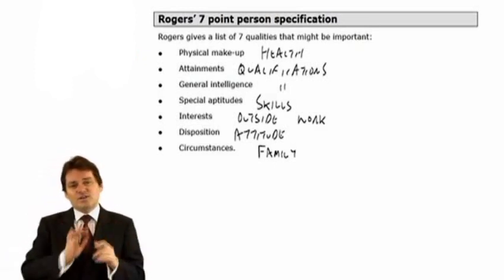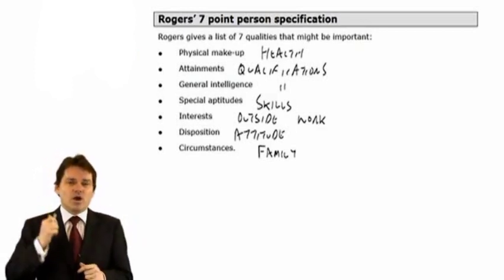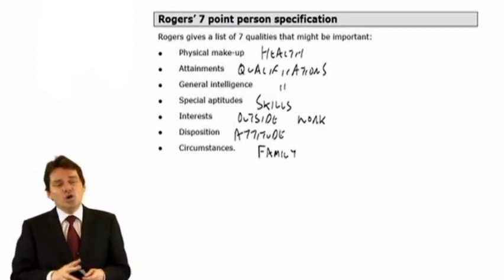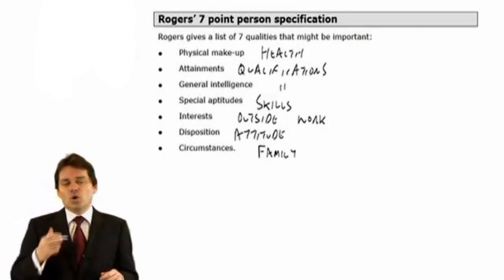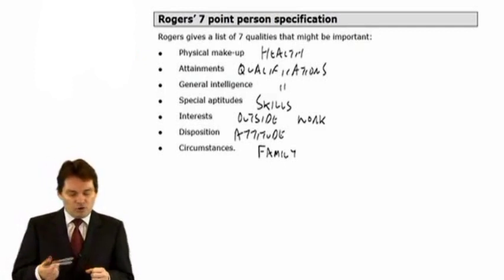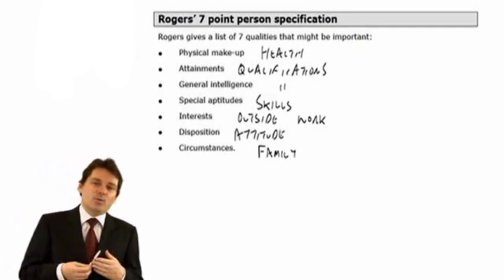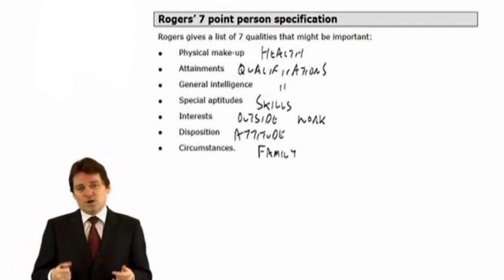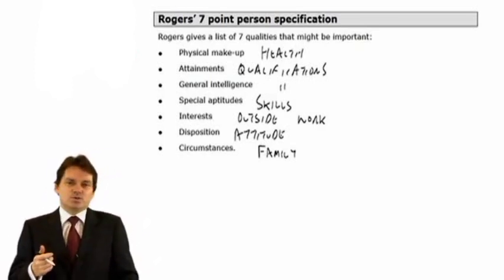Now, there are 7 different things there. Rogers does not say that they are all important all of the time. What you would have to do if you were a manager is to think which of those would be the most important. So for a lecturer, probably things like the attainments, the disposition, and the health, the physical makeup, would probably be amongst the most important ones. For another kind of situation, something different might be important.